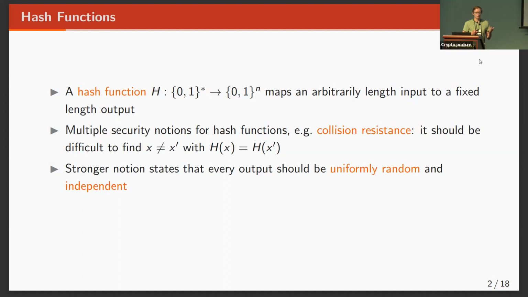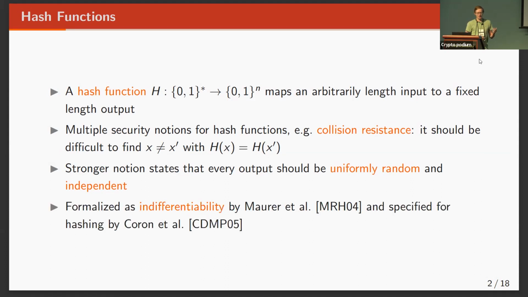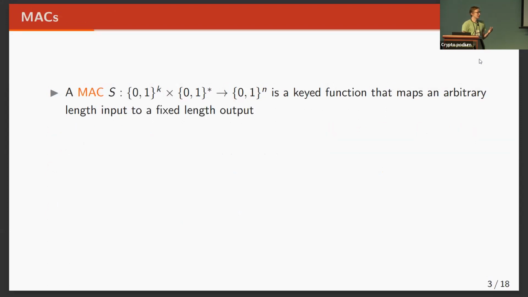But for some cryptographic schemes, this is not strong enough, and there are also other notions required. And the strongest one is that a hash function should behave like a random oracle, so that every output should be uniformly randomly generated and also independent from each other. Also, as we saw before, this is formalized as indifferentiability by Maurer et al., and also specified for hashing by Coron et al. And the second kind of construction we'll look at are MAC functions, but we will mostly use them to show that some hash functions are not indifferentiable.